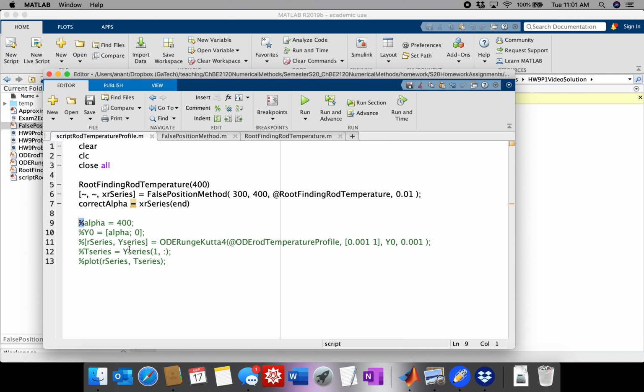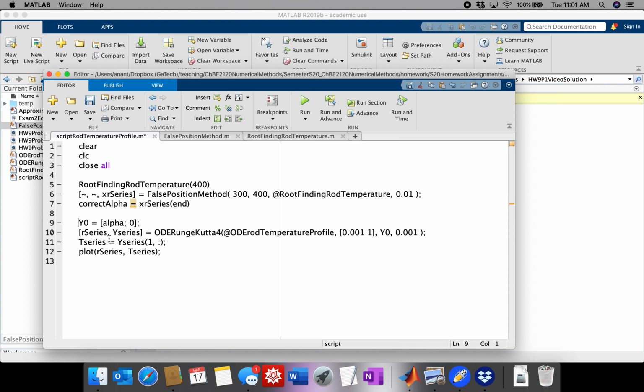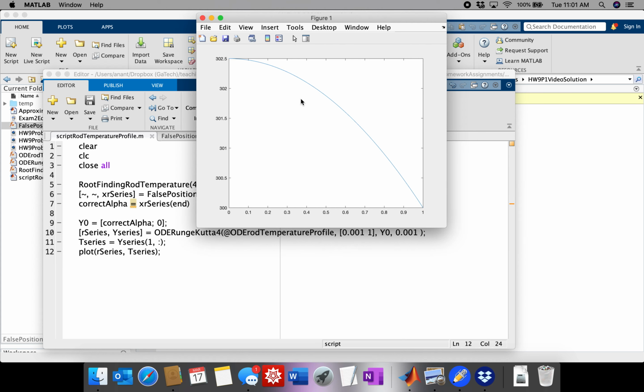Now let's not use this alpha, but rather the correct alpha. If that's right, then we should be done. Now at r equals 1, we touch 300, just as we expected. It turns out the temperature at the middle is actually 302.5. So this is the final solution for the problem.